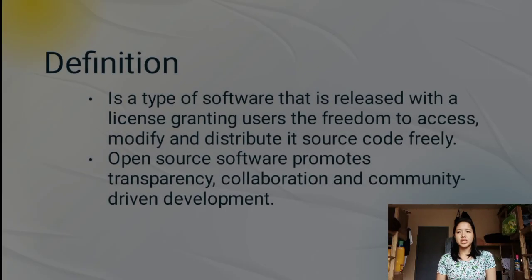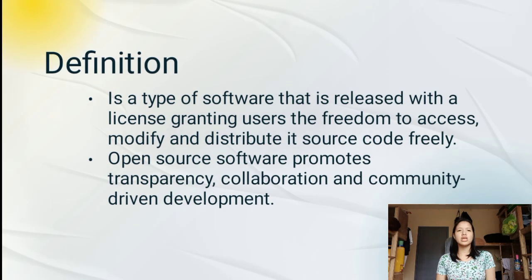Open source software is defined as a type of software that is released with a license granting users the freedom to access, modify, and distribute its source code freely. Open source software has become widely popular due to its numerous benefits. It often leads to reduced software costs as users are not required to pay for licenses. The ability to modify the software allows for customization, tailoring it to specific needs, or integrating it into existing systems.